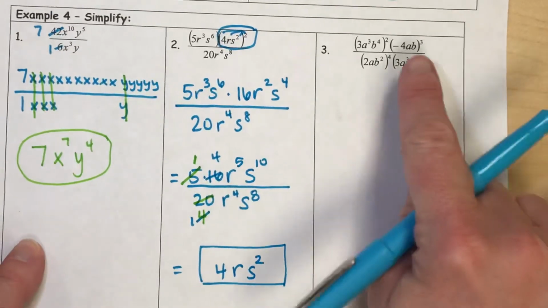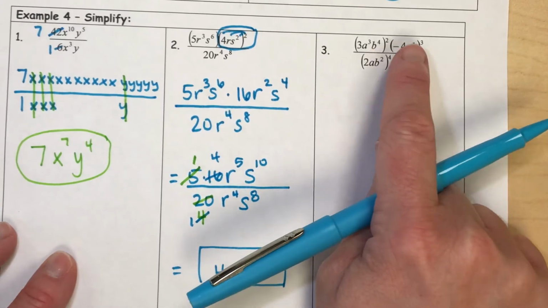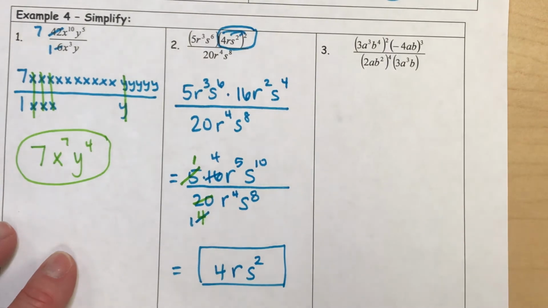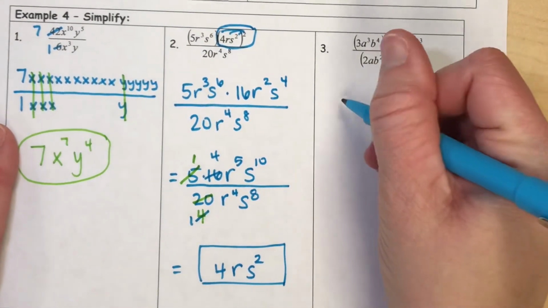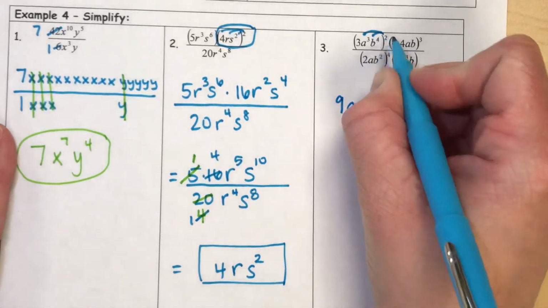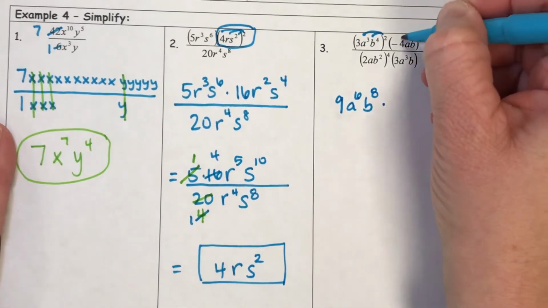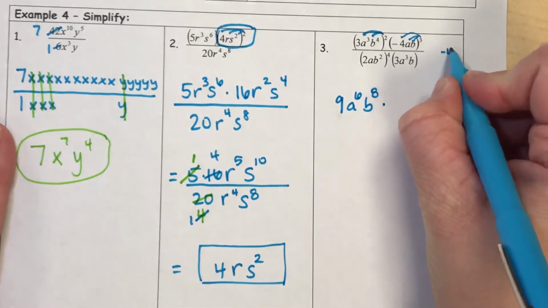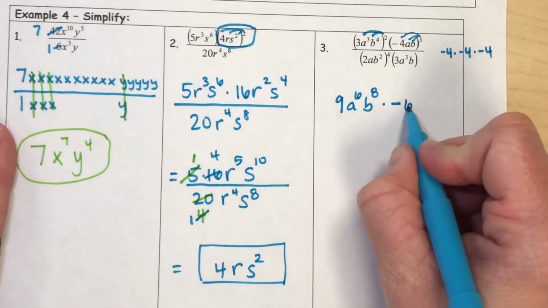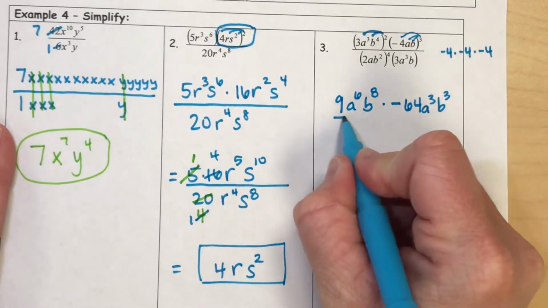Now the last one here, what we want to do is kind of like what we did here, address our square. I'm going to address a square here, a cube here, and a to the 4th power there. So let's work on that first. So 3 squared is 9. A cubed squared, so if I multiply a power times a power, I get 6. B to the 8th. Now if I cube this, -4 times -4 times -4, I am going to have a negative here. 64. A cubed, B cubed.